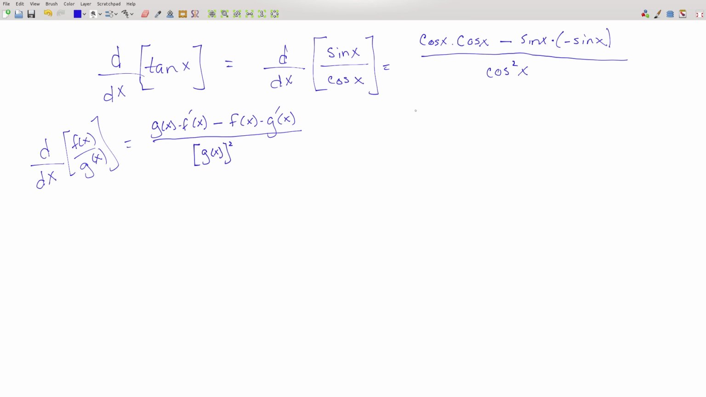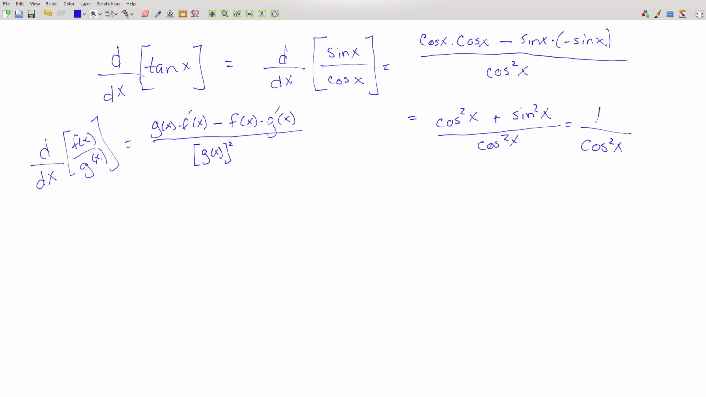Now let's simplify the top a little bit. Cosine of x times the cosine of x is cosine squared x. Sine of x times negative sine of x would be negative sine squared x, but we're subtracting this negative, so this is plus sine squared x. All of this is over the cosine squared x. Do you recognize the identity that we have on top? Cosine squared x plus sine squared x, that's just 1. So we have 1 over the cosine squared x.